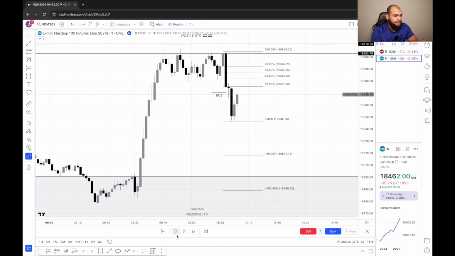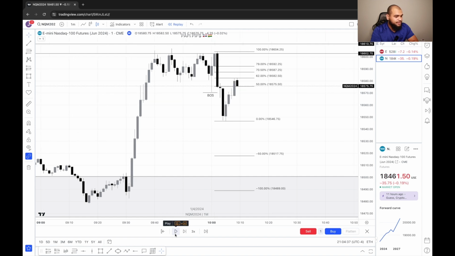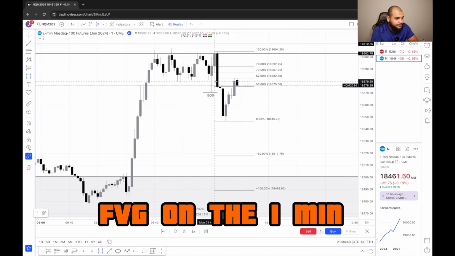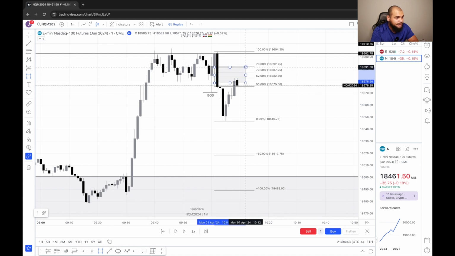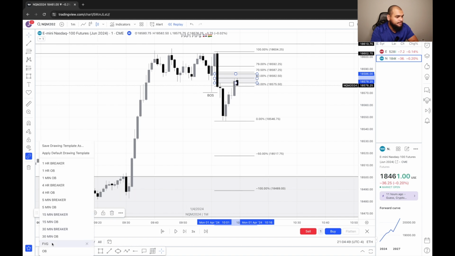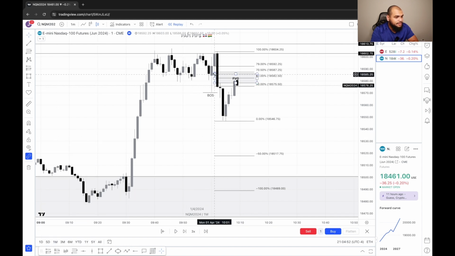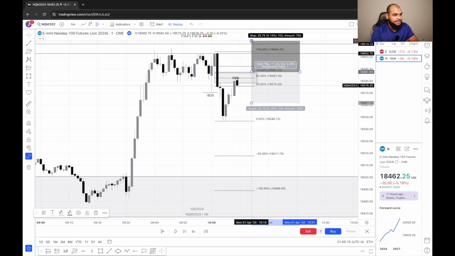All right, so we'll let it play out a little bit. And before we even do that, we also have a fair value gap on the 1 minute time frame. And I'll just mark it up. Fair value gap to here. And then we are aware that we have this order block right here, right at the 79%. So there are potentially 2 entries you could take. You could take the 70.5% or the 79%. This is when we will go ahead and put our short position, get ready to get in that trade.